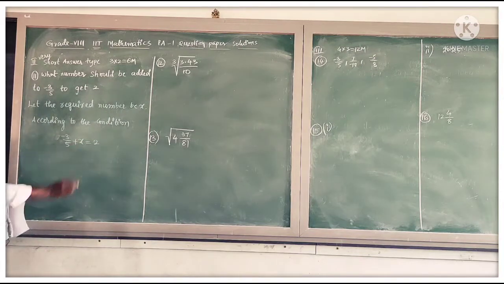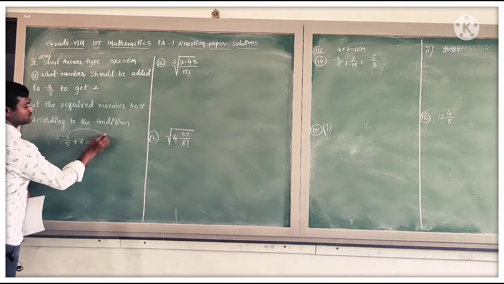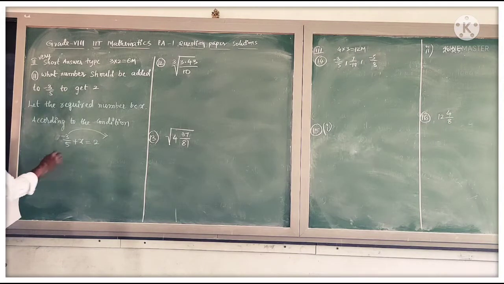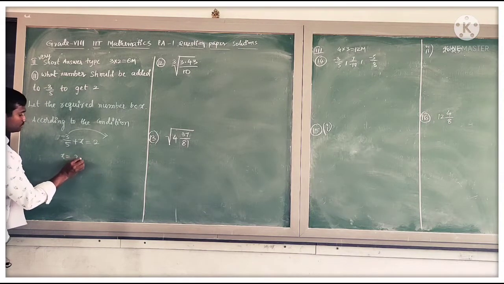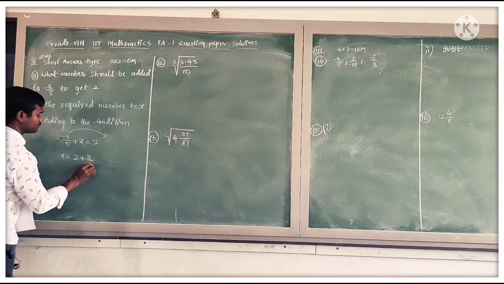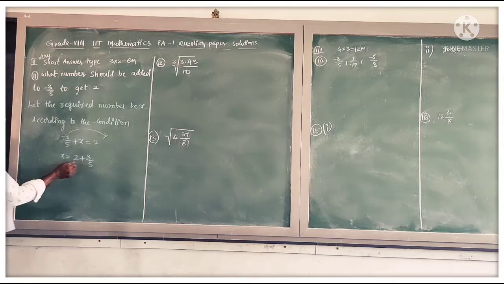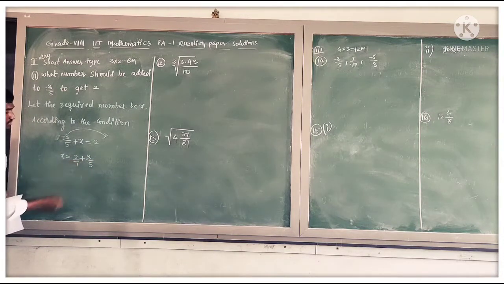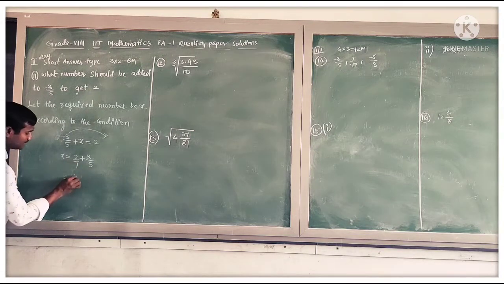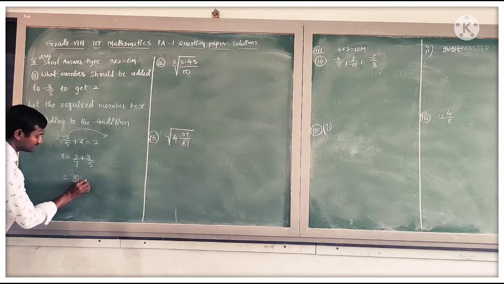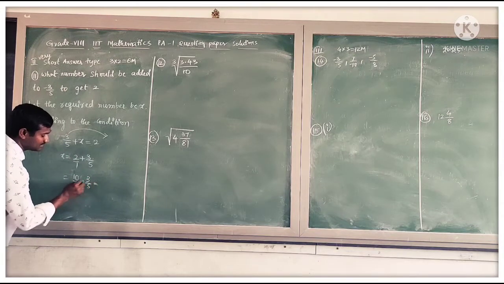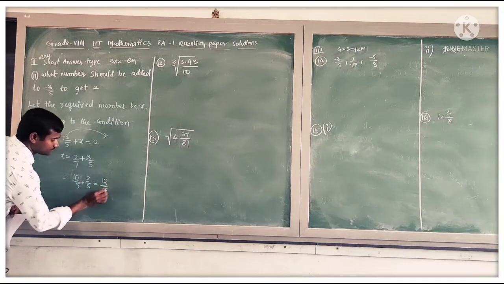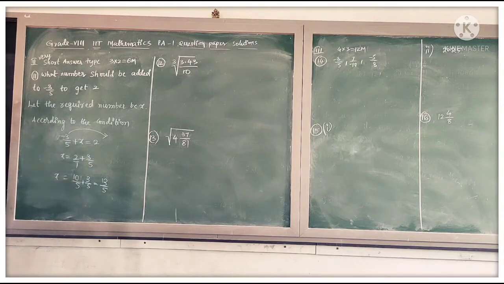We need to find the x value, so we transpose this minus 3 by 5 to the right side. So x equals 2 plus 3 by 5. You can put 1 in the denominator of 2. So the LCM is 5, and 5 twos are 10. 10 by 5 plus 3 by 5 is 13 by 5. So x is equal to 13 by 5. Therefore the required number is 13 by 5.